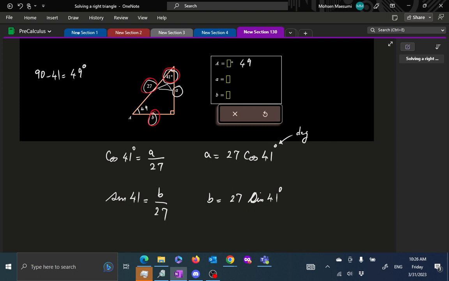In these problems, we always have multiple ways of arriving at the answer. For example, after I have found A, I could have used A and B and said tangent of 41 is B over A.